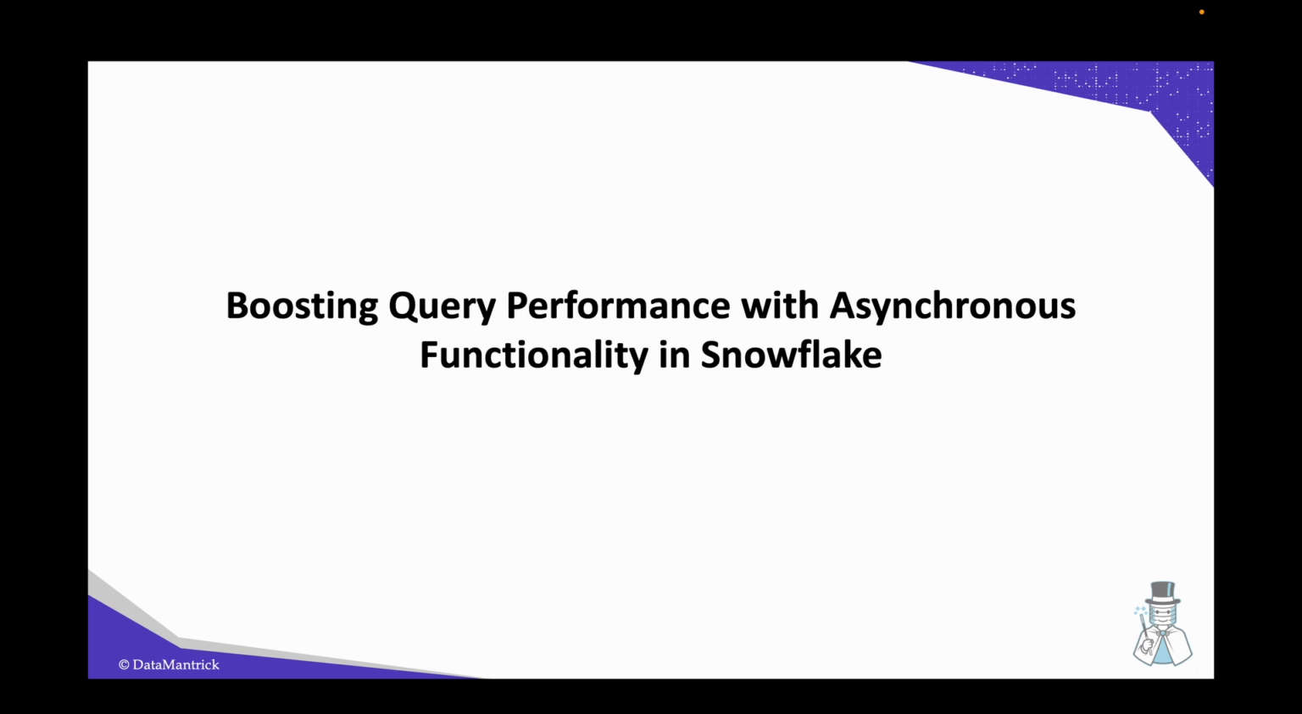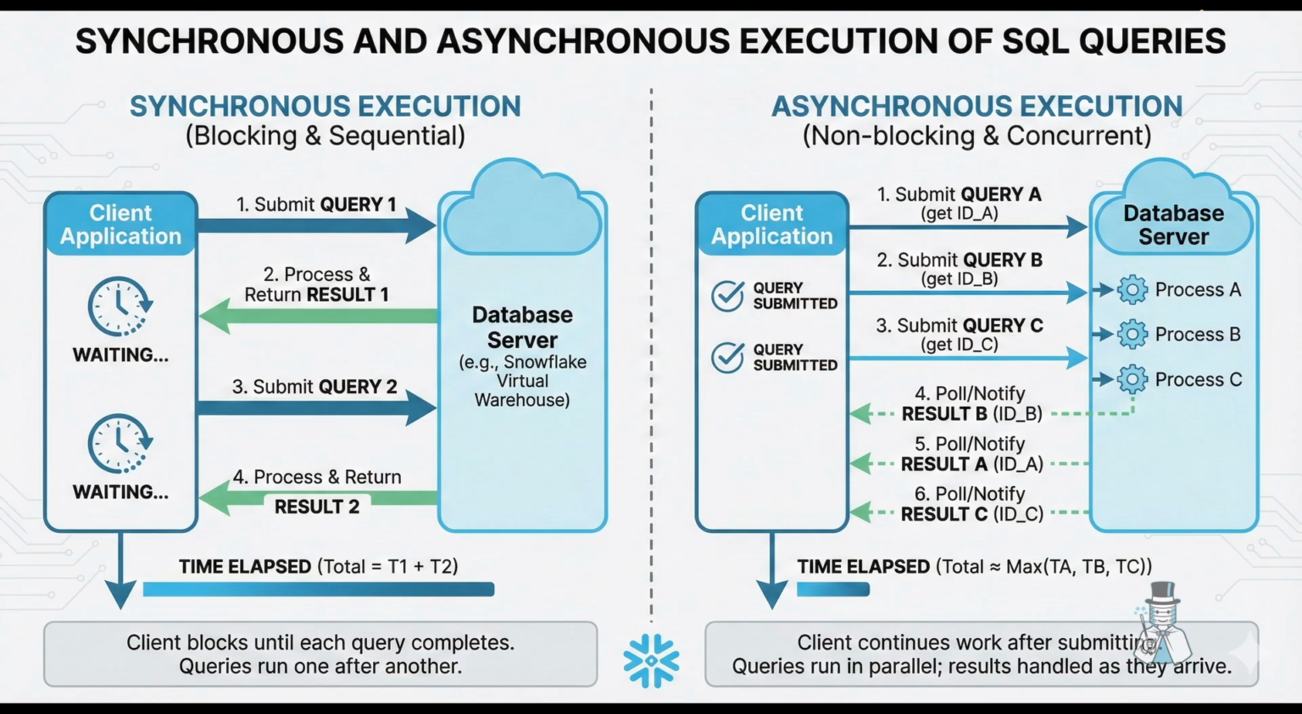Now, let's start with how things usually work. When you run queries inside a Snowflake stored procedure, they run sequentially. In simple terms, this means only one query runs at a time. The next query starts only after the previous one finishes. And while this approach is straightforward, it's not always efficient. This sequential execution significantly increases the total runtime of our workflows.